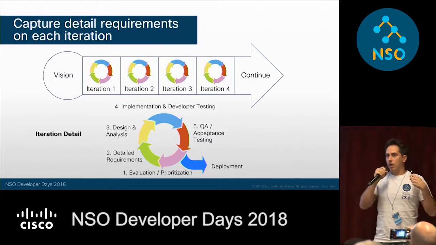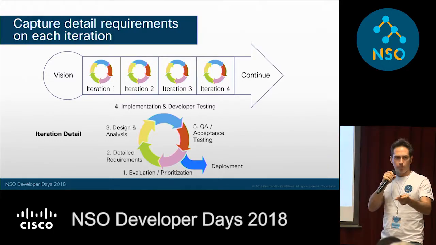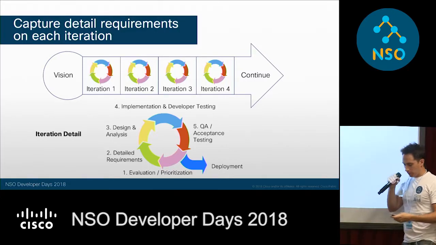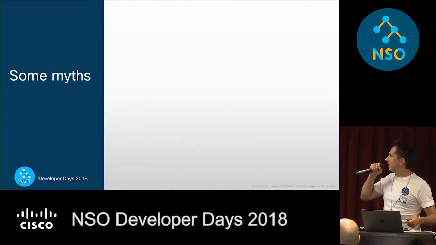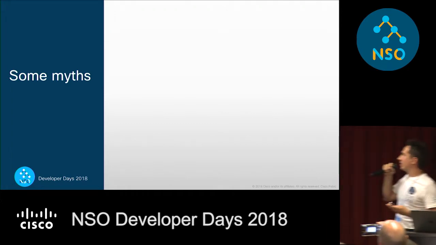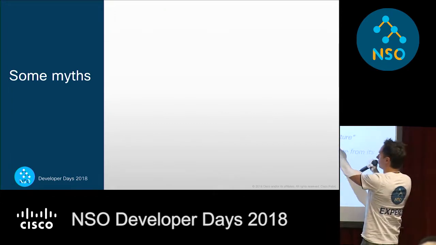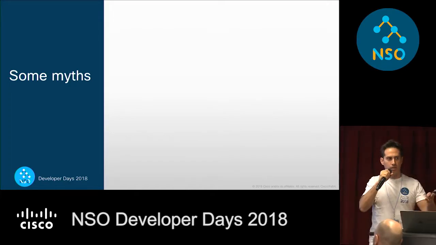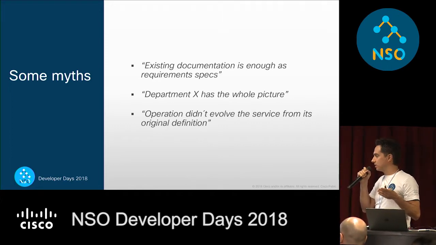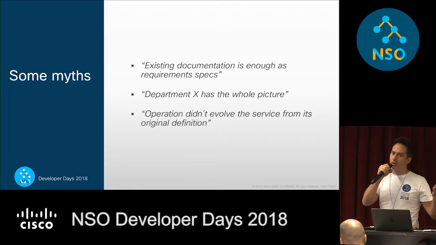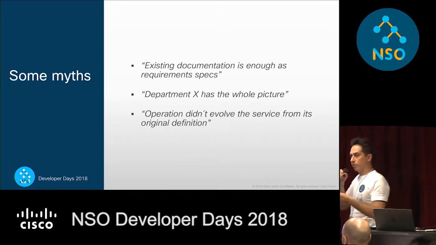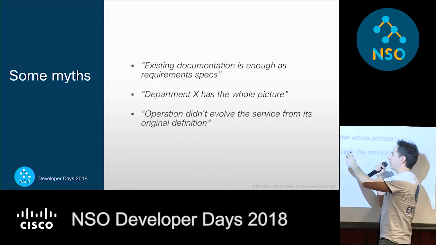When you arrive to your customer, maybe another department in your company, it doesn't need to be a different organization, you will hear some phrases which are later funny to read again. So, existing documentation is enough as requirement specs. We mentioned that. Well, existing documentation may be 2, 3, 4 years old, and services evolve as you operate them. So be careful with that one. That one is dangerous, right?